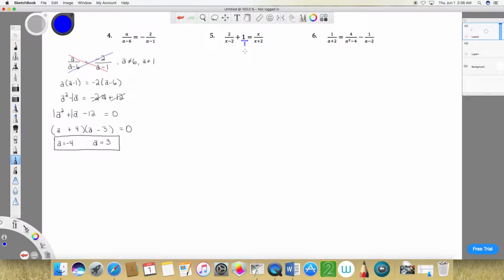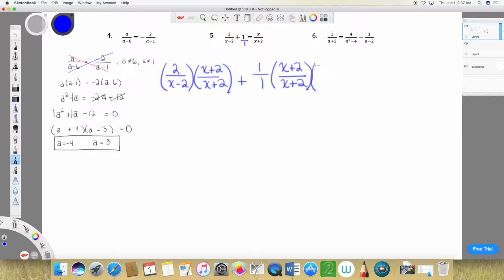We need a common denominator, and hopefully it's easy to see that that common denominator will be x plus 2 times x minus 2. So in this first term, this denominator is missing a factor of x plus 2. So we multiply by the number 1, but we write the number 1 as x plus 2 over x plus 2. Go to the second term here and rewrite 1 as 1 over 1, and you can easily see that we're missing both factors. So we need to multiply the second term by x plus 2 over x plus 2 times x minus 2 over x minus 2.